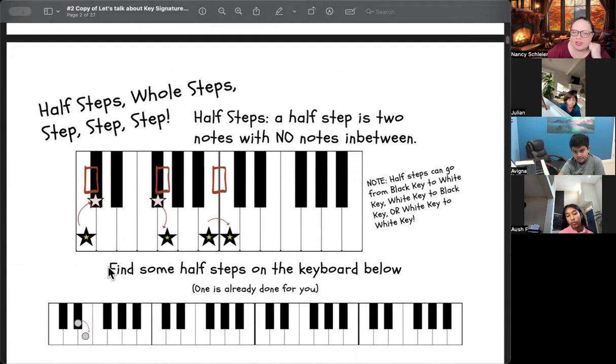Half steps are any two notes with no notes in between. Who can find a half step on their keyboard? Okay. It looks like everybody can. So Arya, go ahead and find one first. Turn on your original sound and then you can unmute yourself. And then I think Keslin did and then Julian did. So Arya, go ahead, play me a half step.